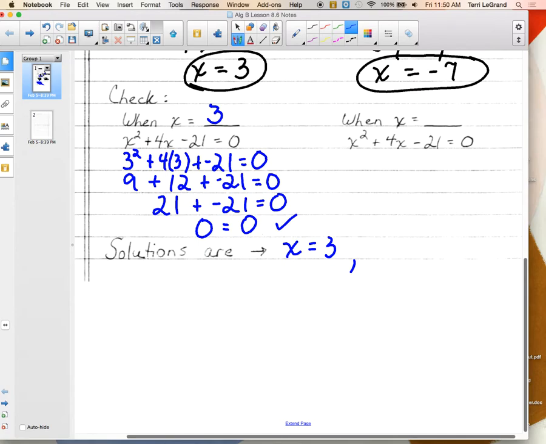And now let's check out our other one. We think that -7 is also a solution. Without graphing it, we believe that that is where it would cross the x-axis. So we put -7 in and check it out.